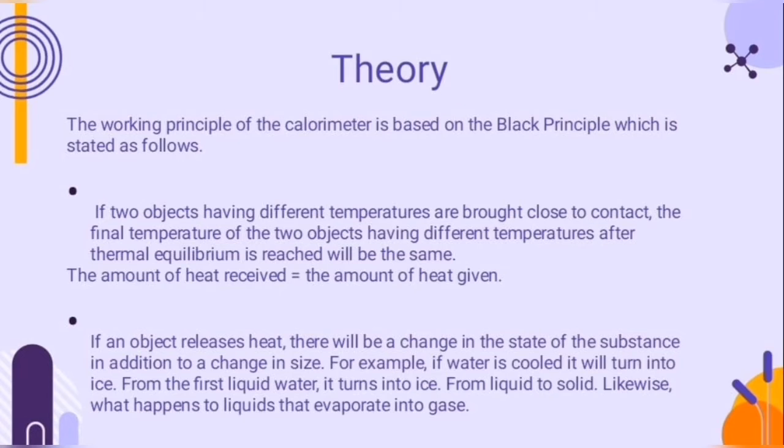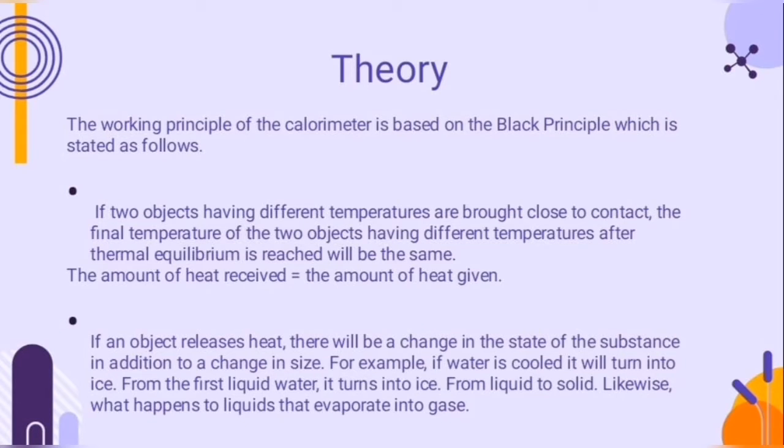The working principle of the calorimeters is based on the Black principle, which is stated as follows. First, if objects having different temperatures are brought into contact, the final temperature of the two objects after thermal equilibrium is reached will be the same. The amount of heat received is the same as the amount of heat given.